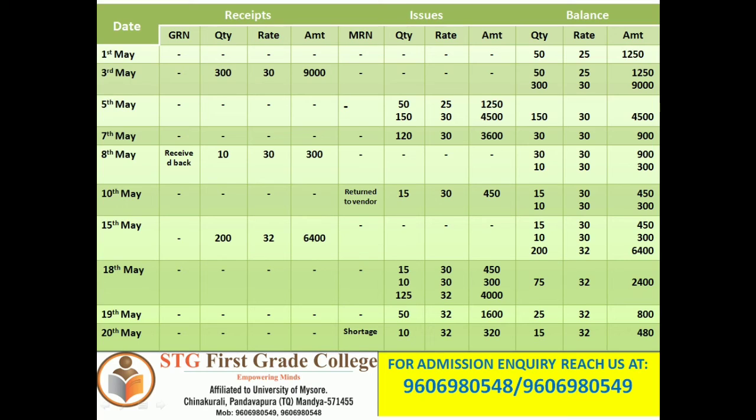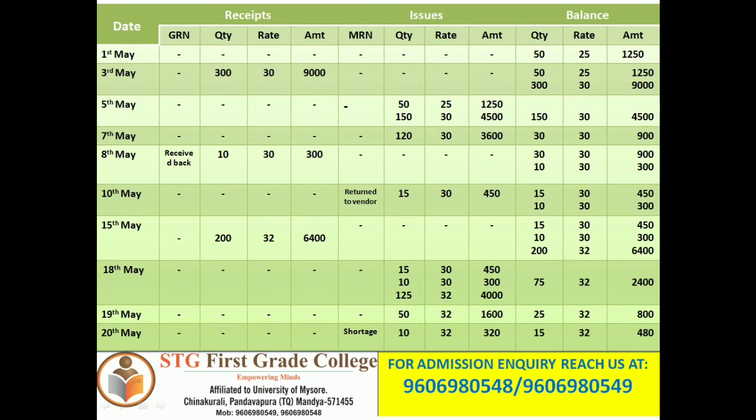So 15 units at rupees 30 each, 450 rupees. Then 10 units at rupees 30 each, 300 rupees. So we have done with 25 units. So left out is 125 units to meet 150 units. So the balance is 125 units, which was issued from the 200 stock of 32 each. So 125 at rupees 32 each, 4,000 rupees. So the balance is 75 units at rupees 32 each. So the amount comes to 2,400 rupees.